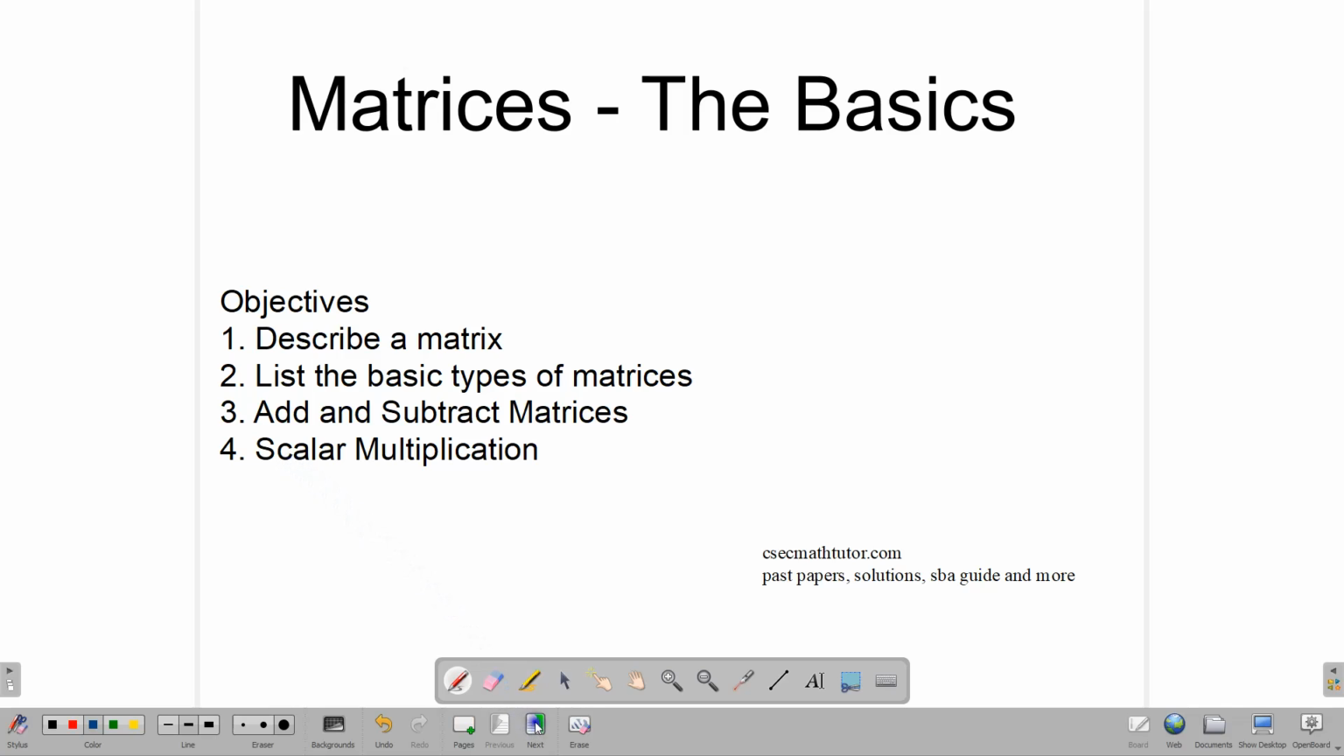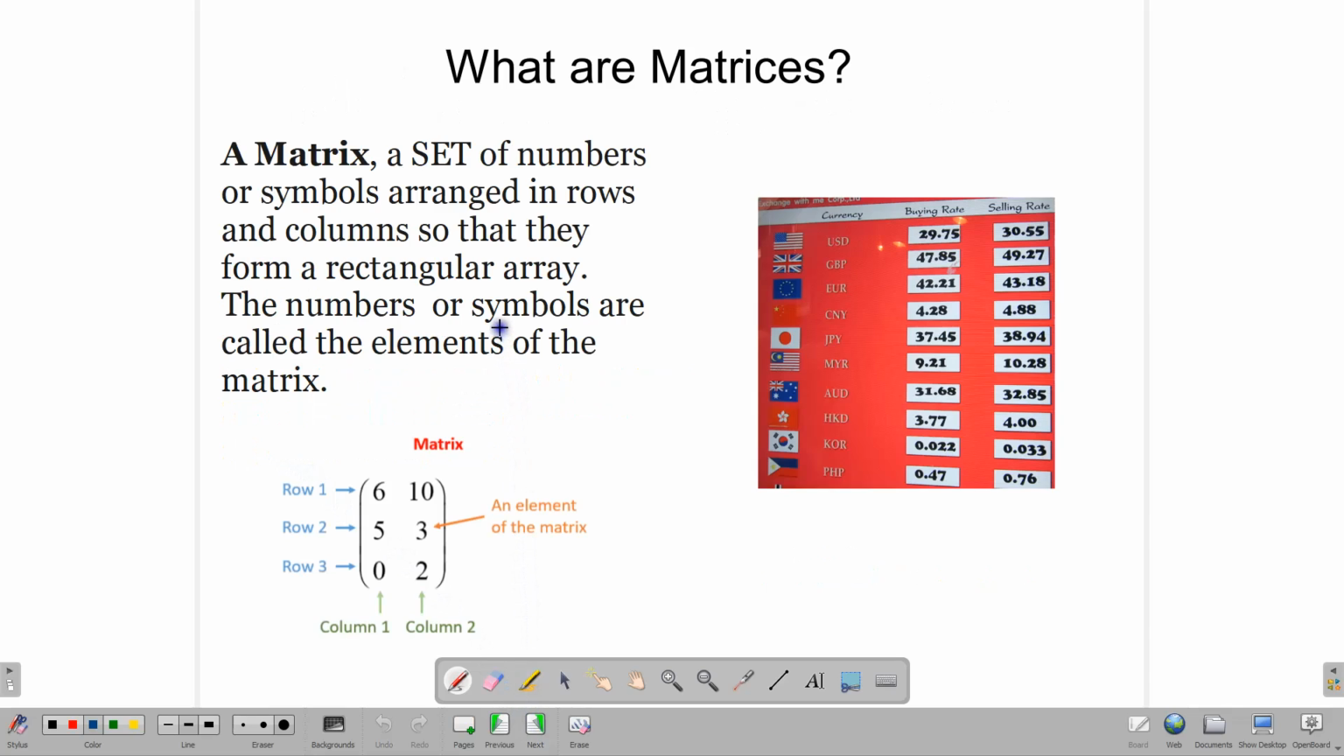First up, let's talk about what a matrix is. A matrix is a set of numbers or symbols arranged in rows and columns so that they form a rectangular array. The numbers or the symbols are called the elements of the matrix.